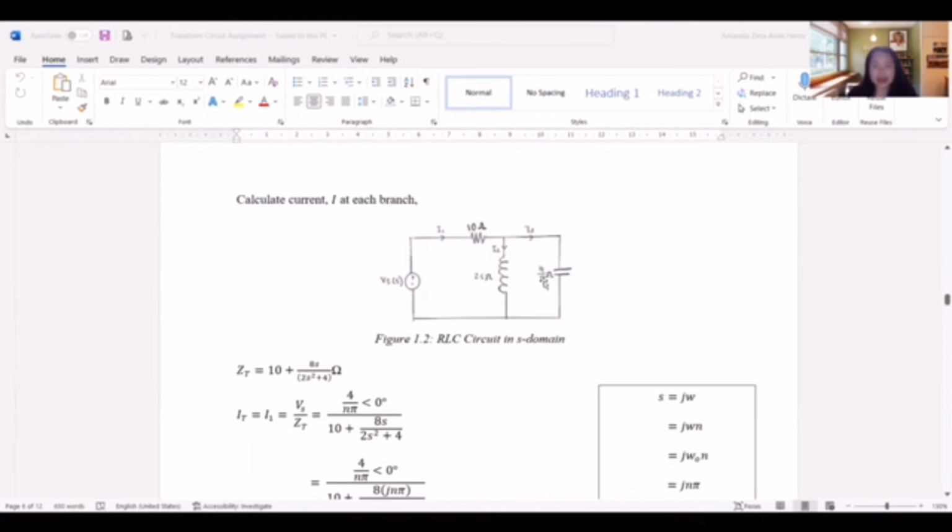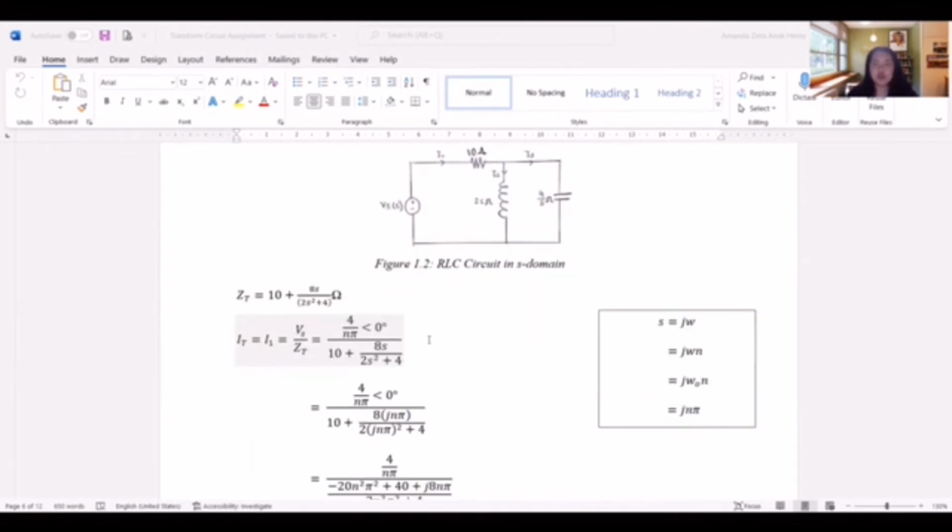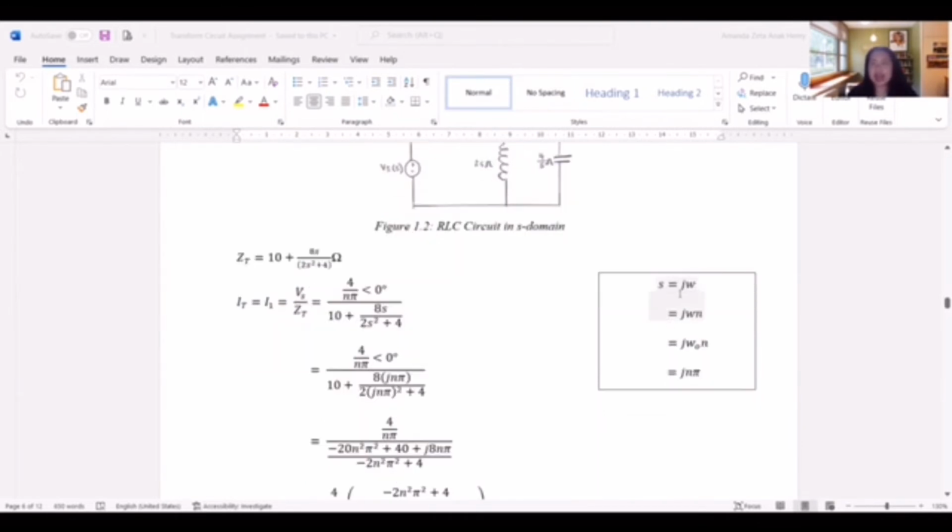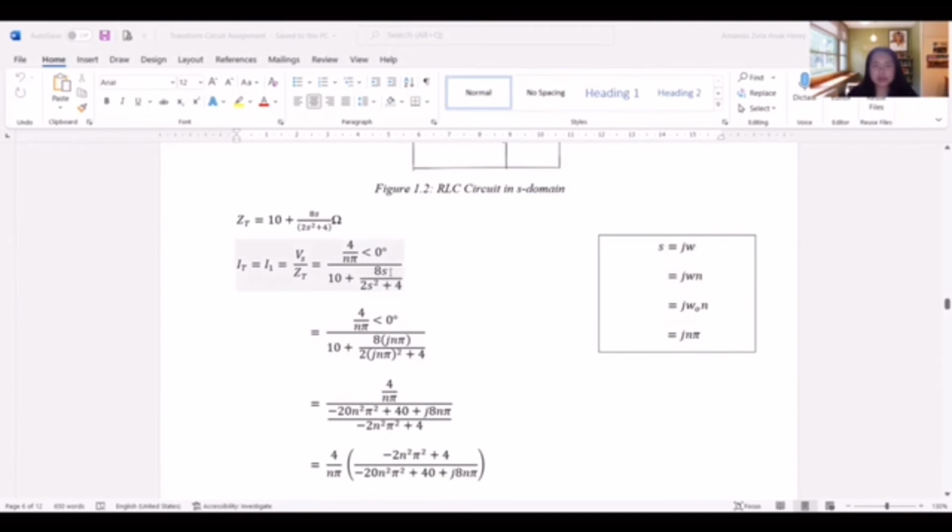I will explain about the current at each branch. So this is our RLC circuit in S domain. To find I1, we use Ohm's law, which is Vs over total impedance. This is the Vs that we already calculated in the previous calculation, and this is our total impedance that we already calculated. And then S equal to omega, S equal to omega not N, and then lastly S we equal to jnπ. So we substitute the S into jnπ.